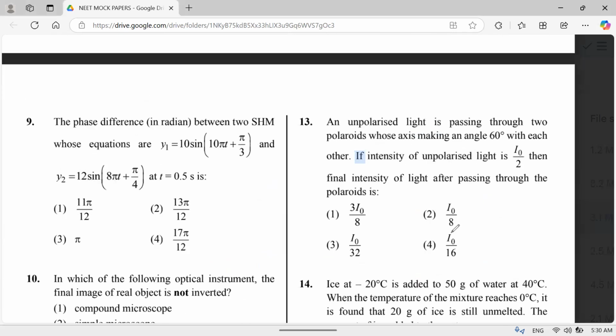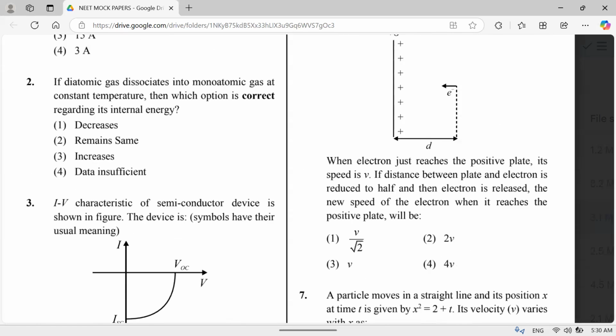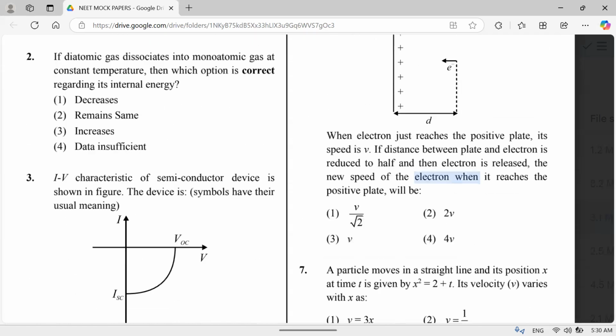Next one. Sir, question number 3 and 4. Question number 3 and 4. I want to do them.